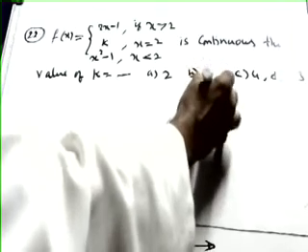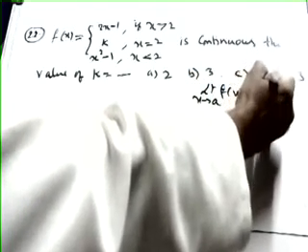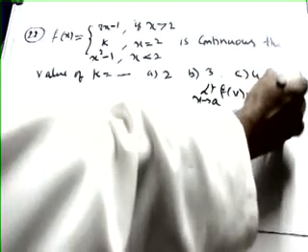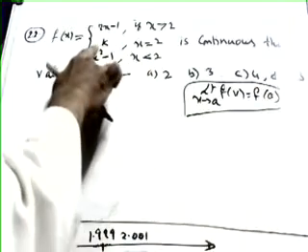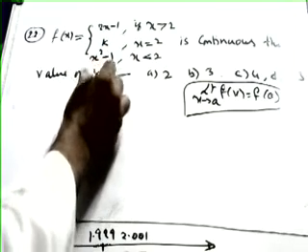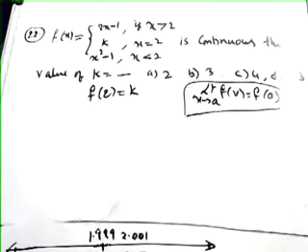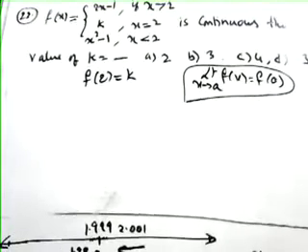We know continuous means, just now we have seen, the limit of f of x as x tends to a equals f of a. Let me use this concept. Now see here, its value is k at x equals 2. That means f of 2 equals k.